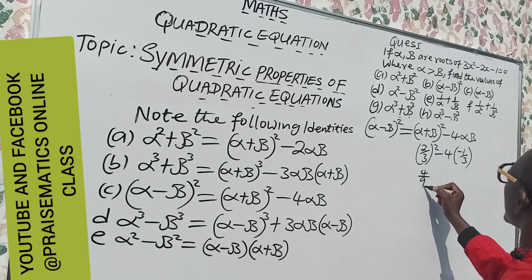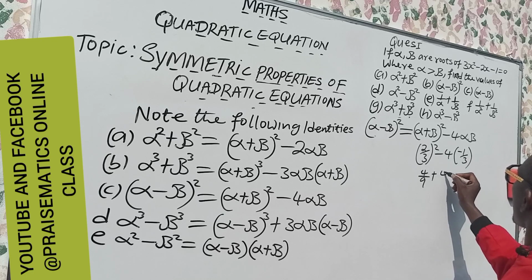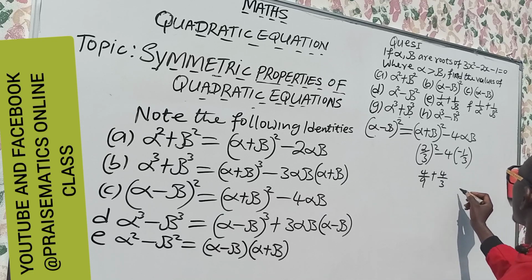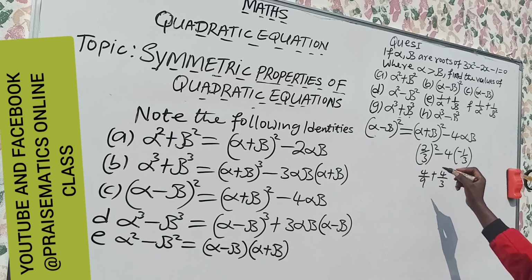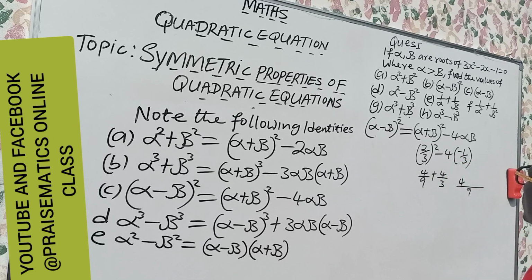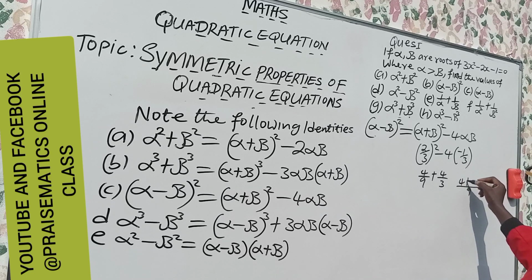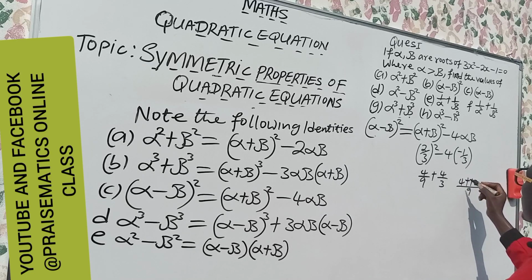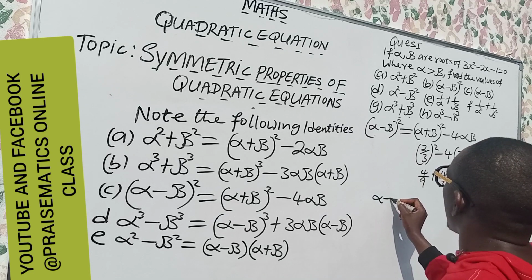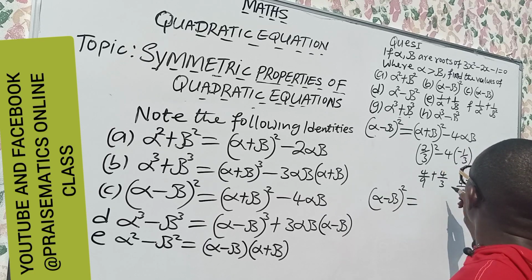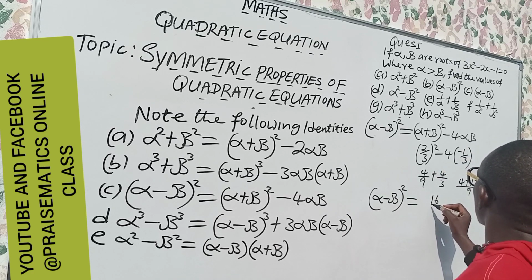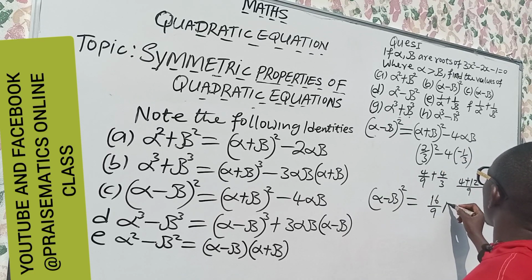Which will give us 4 over 9 plus 4 over 3. Now our LCM is 9. 9 goes into 9 one time, times this, which is 4. 9 goes into 3 three times, 3 times this will give us plus 12. So that means alpha minus beta all square is equal to 16 over 9. And that is our answer.